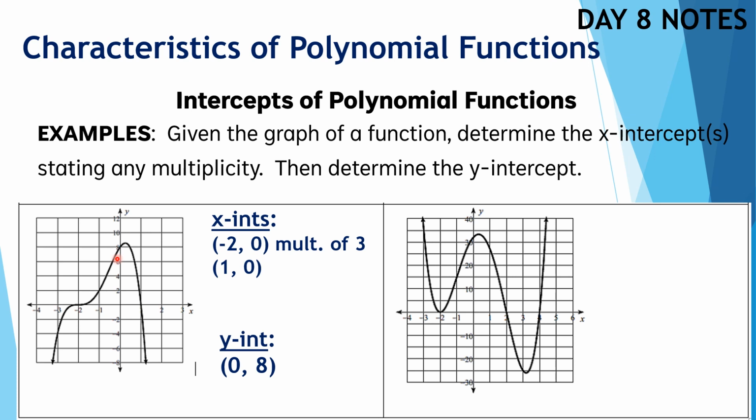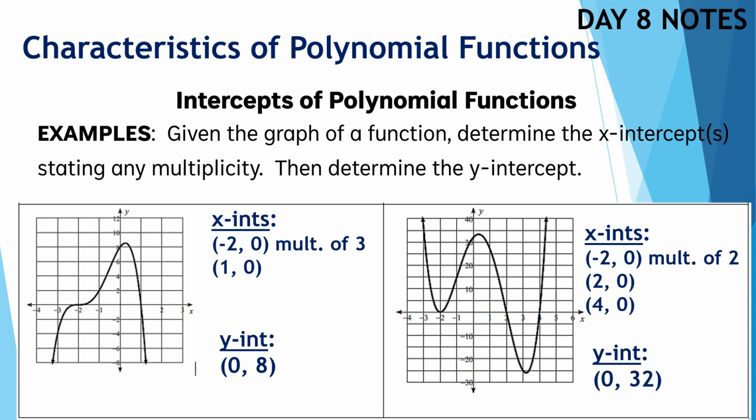And this last graph that we have on the right-hand side has 1, 2, 3 x-intercepts. At (-2, 0), it does a bounce, so it has a multiplicity of 2. At (2, 0), no multiplicity, and at (4, 0). We do have a y-intercept. It's somewhere between 30 and 35, so I'm going to say that that's probably about 32. There's a way that we can find it if we have the equation, or we could use the x-intercepts as well to help us determine those, but our y-intercept for this one is (0, 32).